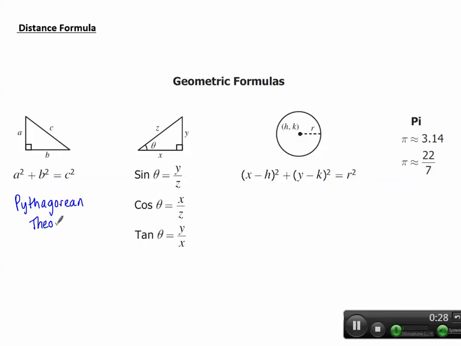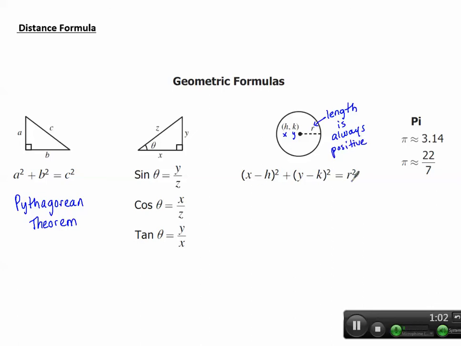It's useful to have memorized, but notice that they give it to you. This is another one that is pretty useful. Notice there's a circle and the radius is labeled R with the center point labeled H, K. Remember that H, K is an ordered pair, so the H represents an X value and the K represents a Y value. Notice that R is a length. Keep in mind that any length is always positive.